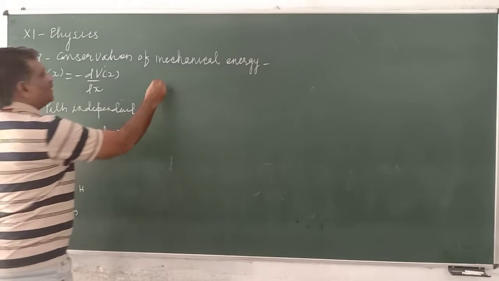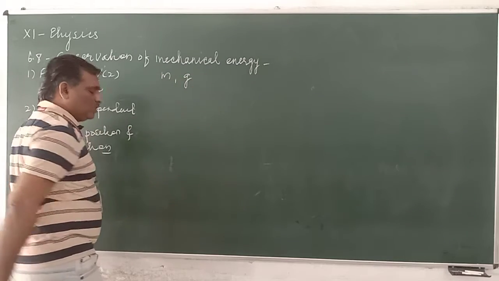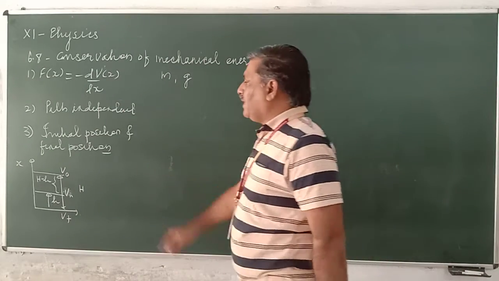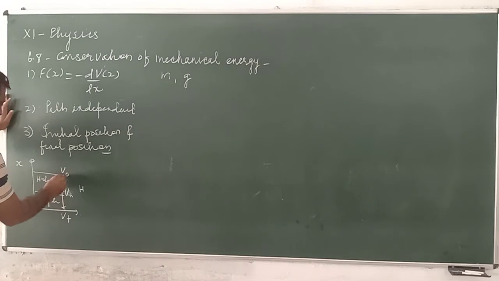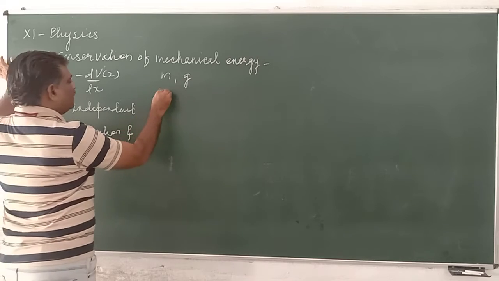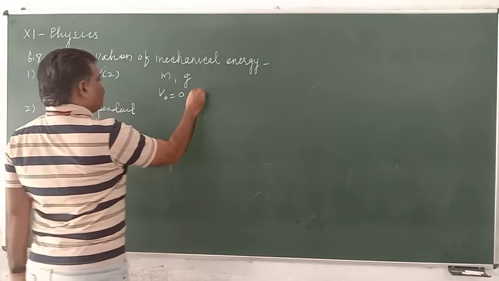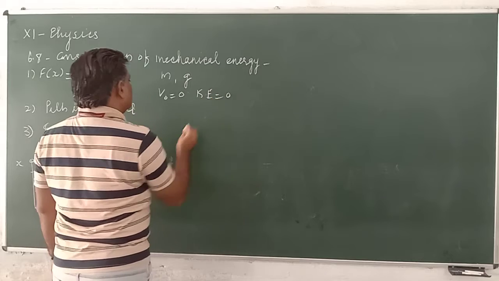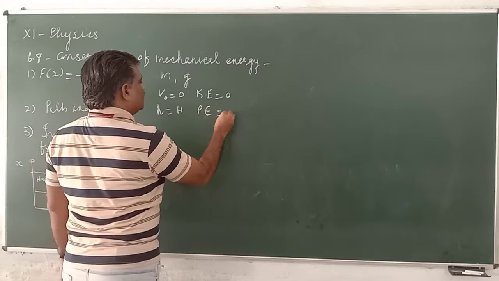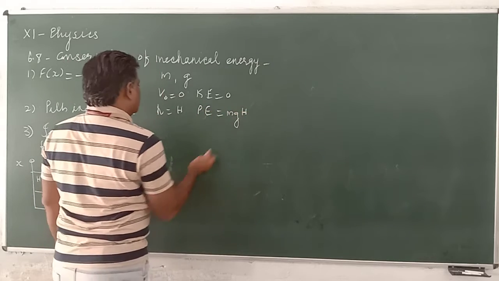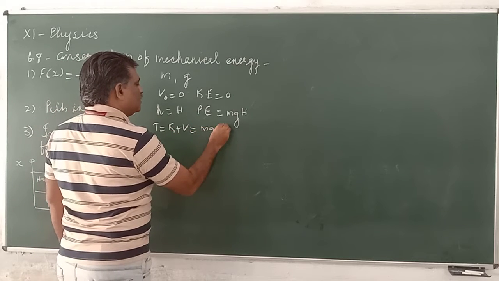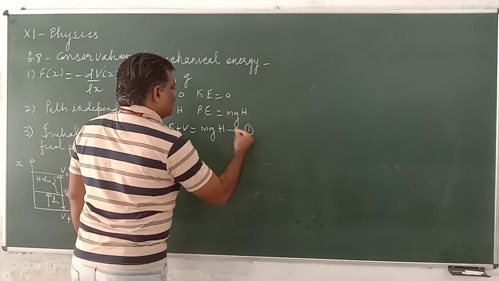Now mass is m. Acceleration is g. Let us check at different points. At the highest point O, VO is equal to 0. Therefore, kinetic energy is equal to 0. h is equal to capital H. So, potential energy is mgH. Mechanical energy is K plus V, which is mgH. Equation number 1.